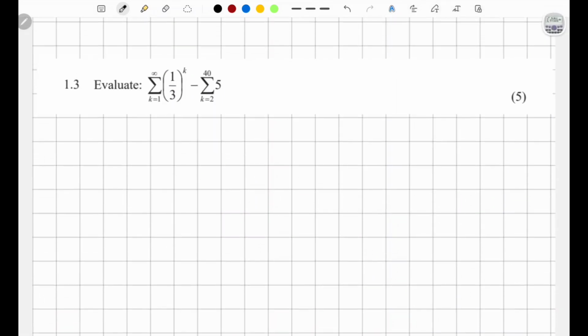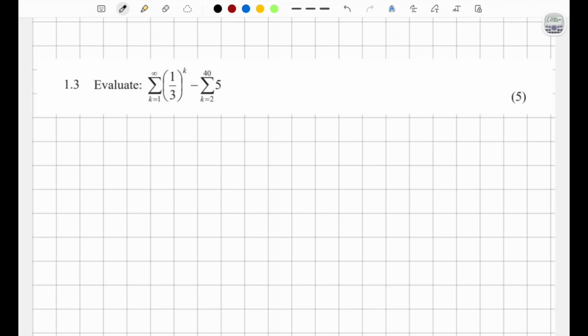Question 1.3 says we have to evaluate this. So you see that we have the sum starting from k being equal to 1 till infinity. So this is the sum to infinity of this pattern with the formula 1 over 3 raised to the power of k. Then we have this, which looks very different, but it's still a series. It's a series that is being subtracted. We're minusing by the series. But this series starts from where k is equal to 2 and ends at 40. And it's a series of 5. 5 just keeps repeating throughout that series. 5 keeps being added. That's actually what's going on.